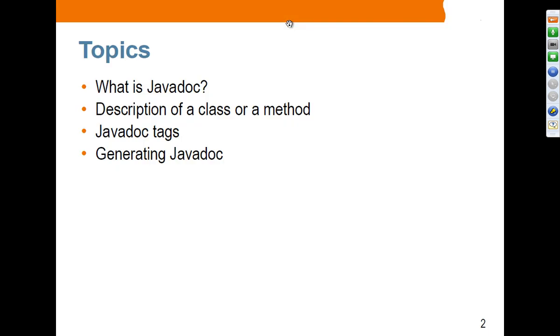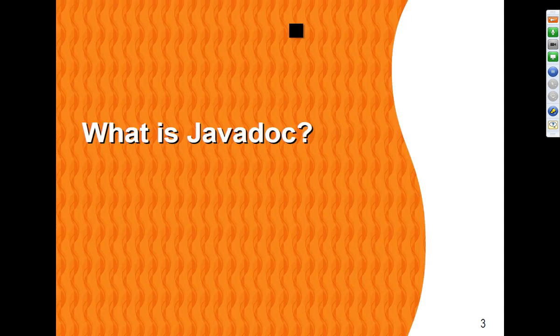Javadoc. So we are going to learn what Javadoc is, and we are going to see how a class or a method could be described using Javadoc. Basically, we're going to be learning Javadoc tags you can use, and then we are going to see how we can generate Javadoc from those tags in your code. Okay. So what is Javadoc?